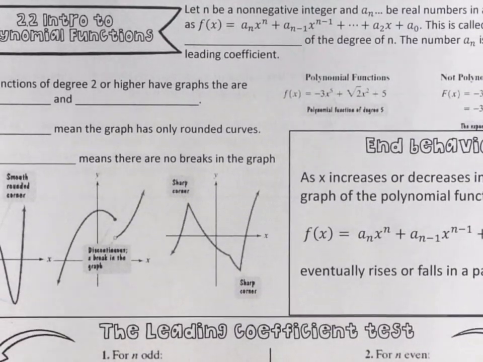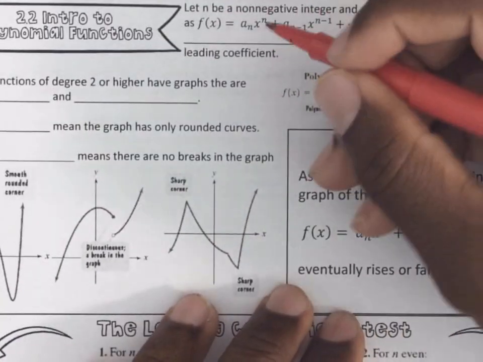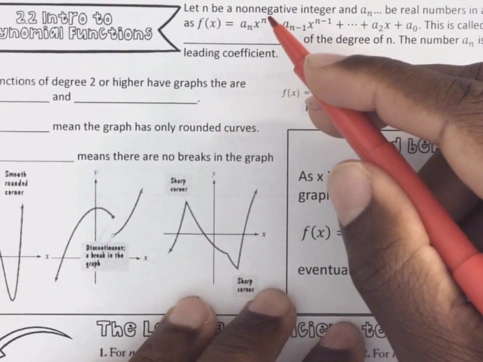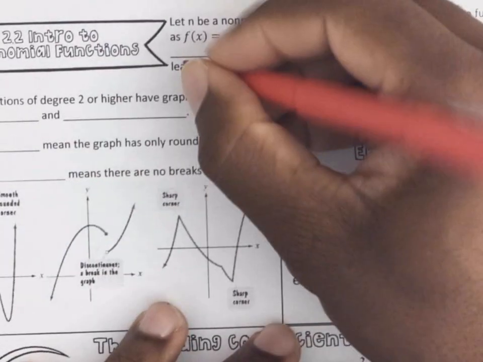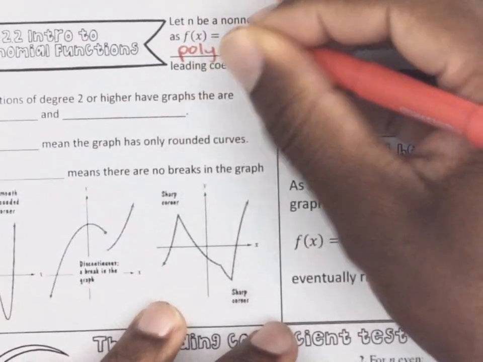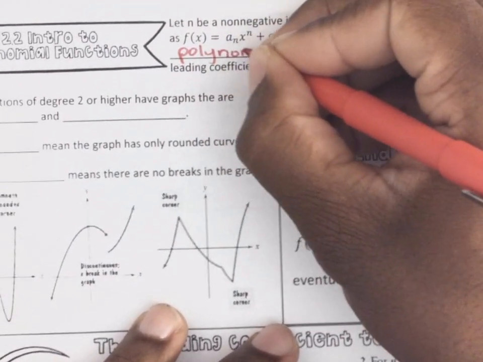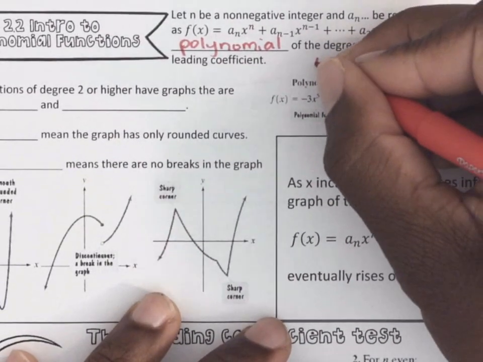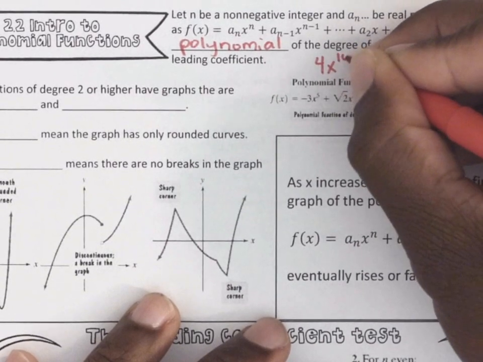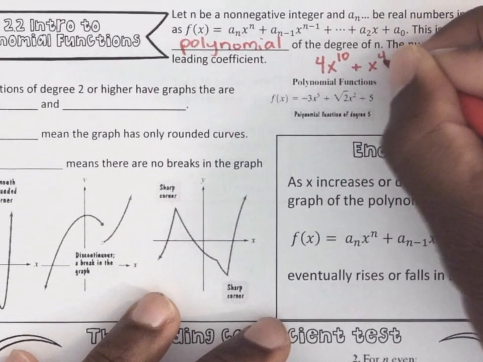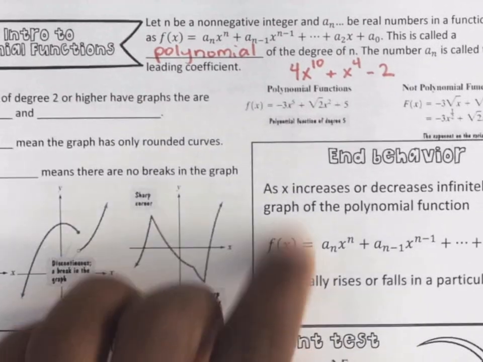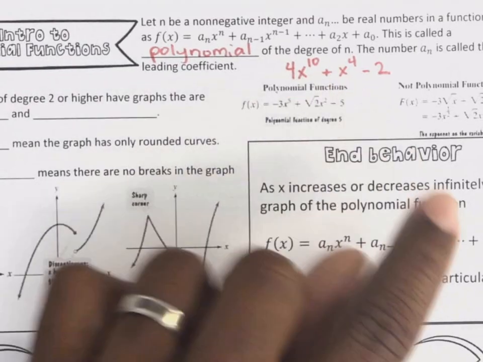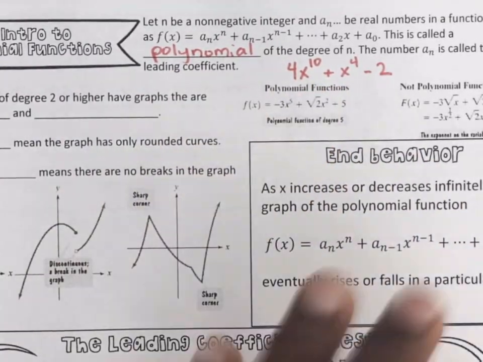You'll see a lot of mathy, mathematical lingo, but this is basically saying any polynomial to any degree n, we define as a polynomial. So this is just the generic setup of a polynomial. For example, you might have 4x to the 10th power plus x^4 minus 2. 10th power, we just call it a polynomial. You don't have to worry about binomial, trinomial, just polynomial, any degree.